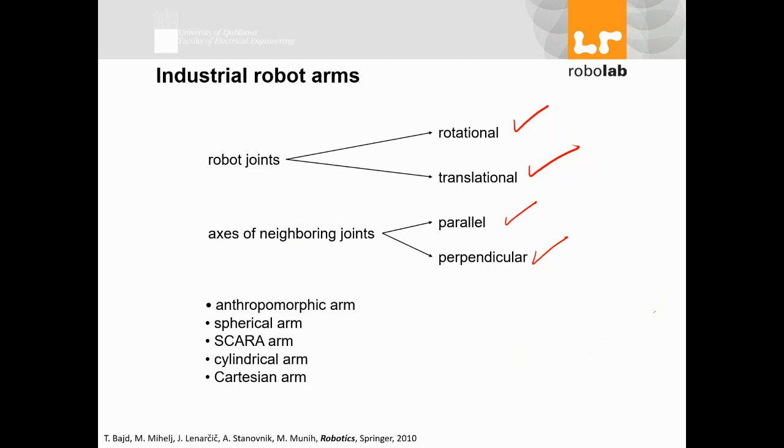By combining rotational and translational joints, by joining different links, you can create different robot structures, like anthropomorphic, which means human-like robots, an arm which looks like a human arm. Spherical, SCARA, cylindrical, and Cartesian. I will briefly look at those, and we go through the different combinations just basically. Any question before I move on? All right.